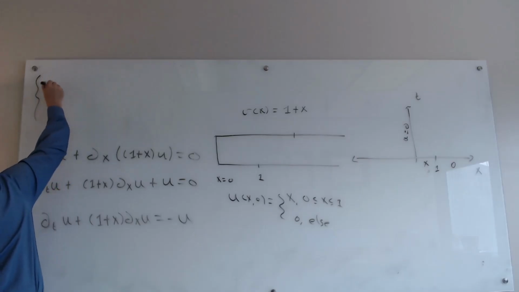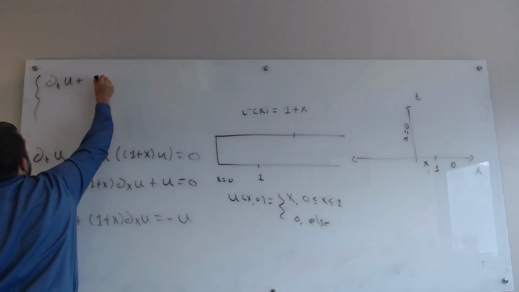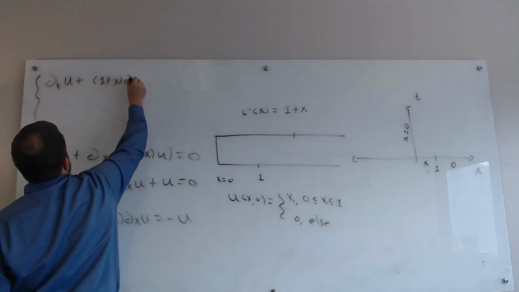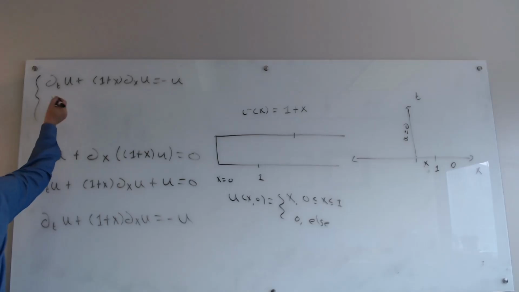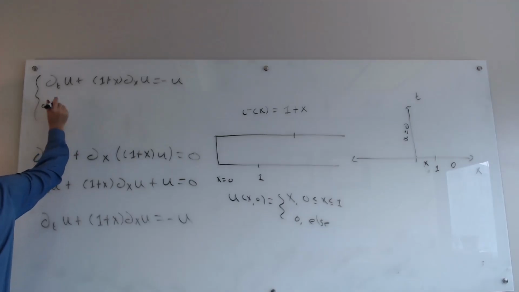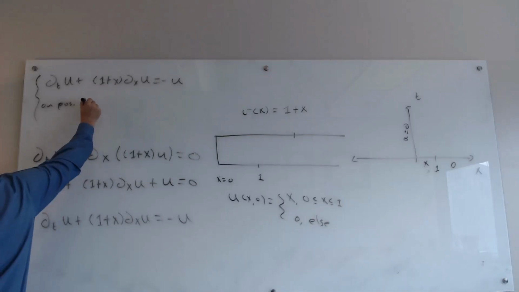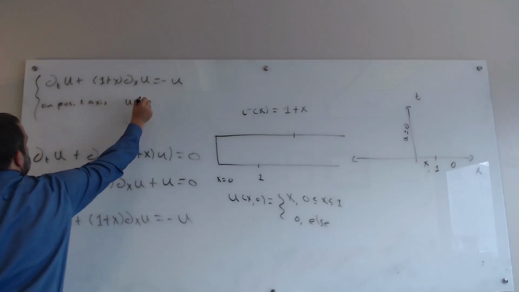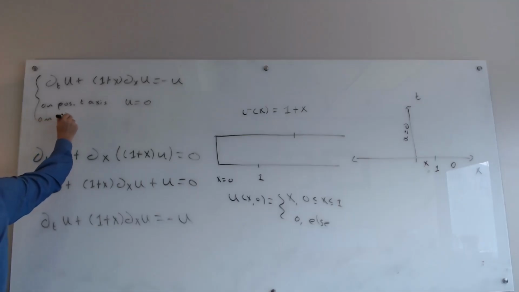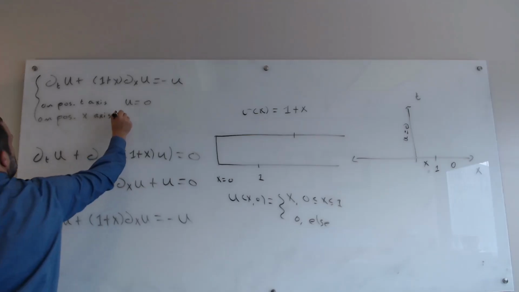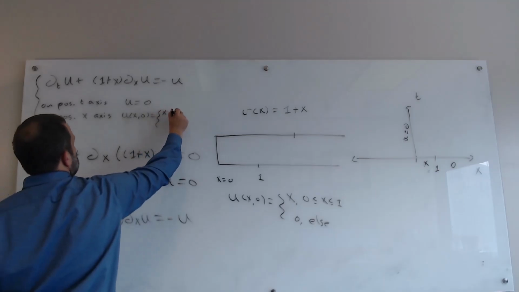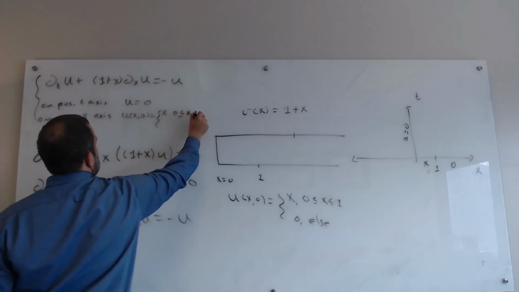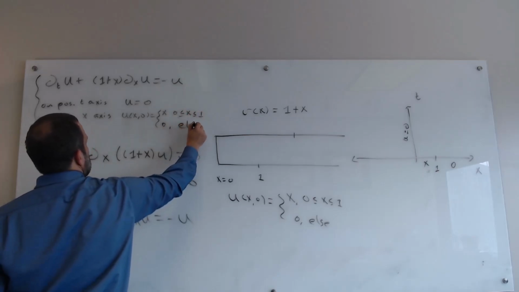We're going to have the t derivative of U plus 1 plus x times the x derivative of U is equal to minus U. And then on the positive t-axis, U is equal to 0. On the positive x-axis, U of x, 0 is equal to x for 0 less than or equal to x less than or equal to 1, and it's going to be 0 otherwise. Okay, so this is the problem.